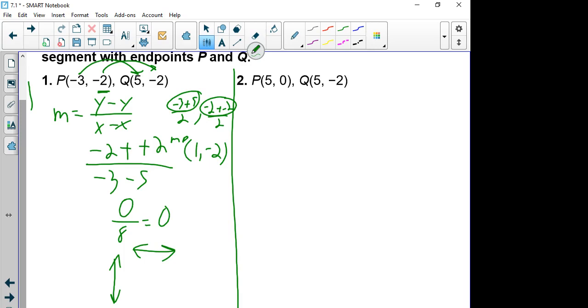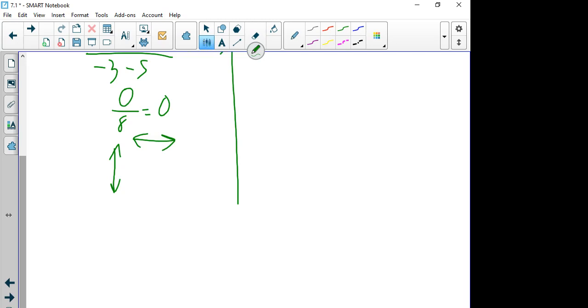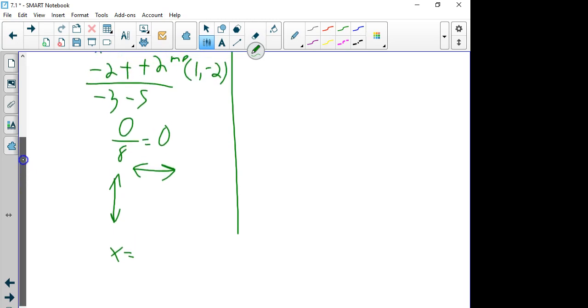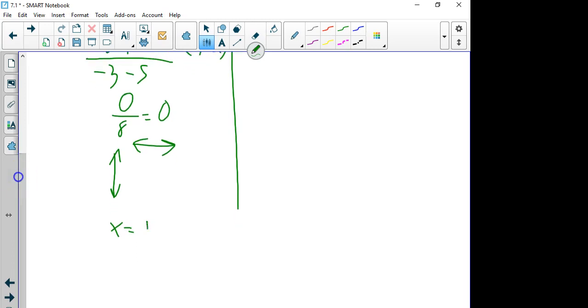Now this is a special problem because remember, vertical lines just have an equation of x equals. Therefore, it is just going to be going through whatever the x coordinate is here, and x equals 1 is the perpendicular bisector of those 2 points.